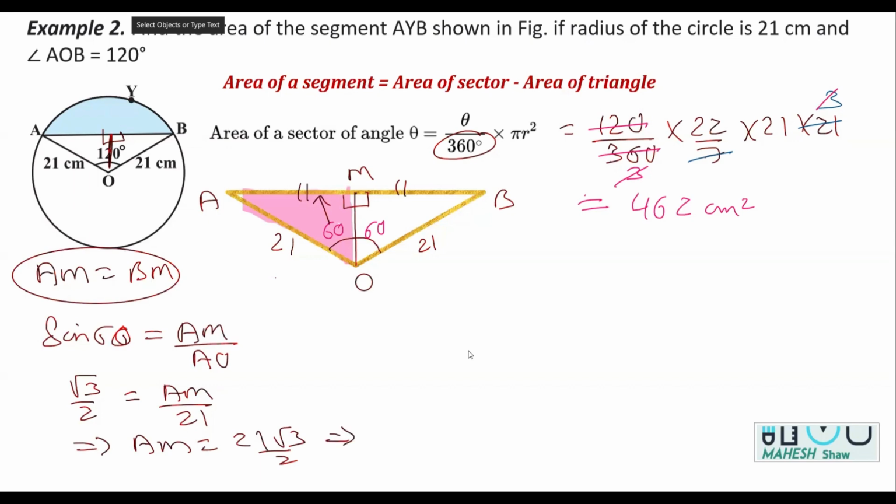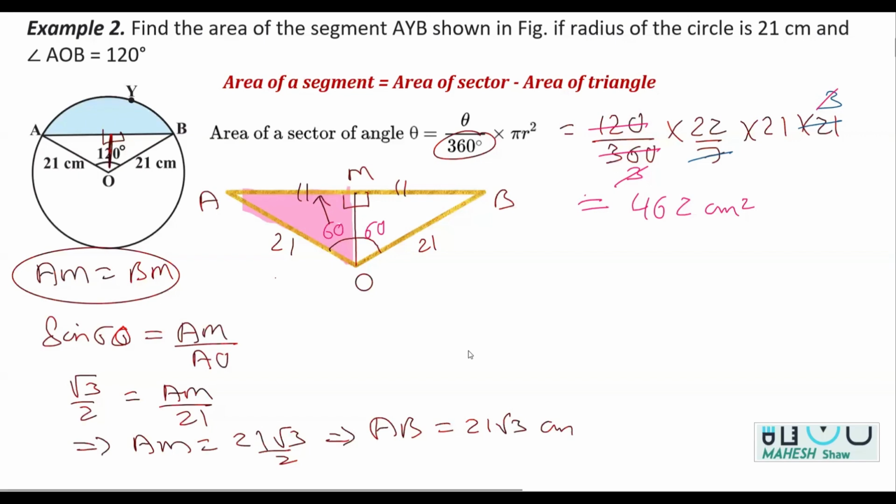Now further you can see that AM and BM are equal here. That means AB should be twice of AM, and twice of this is 21 root 3 centimeters. Yeah, we got this.